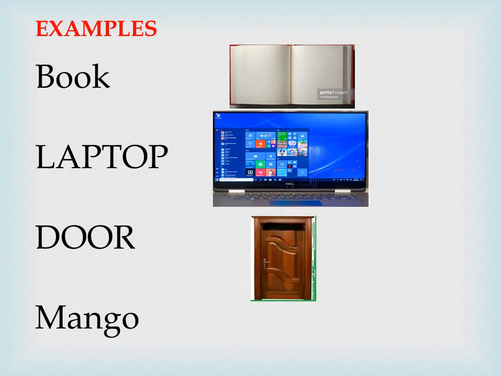Next one is door. Door is also a concrete object which can be touched, heard, seen. Next one is mango. Mango can be tasted, can be touched, can be smelled, and can be seen.